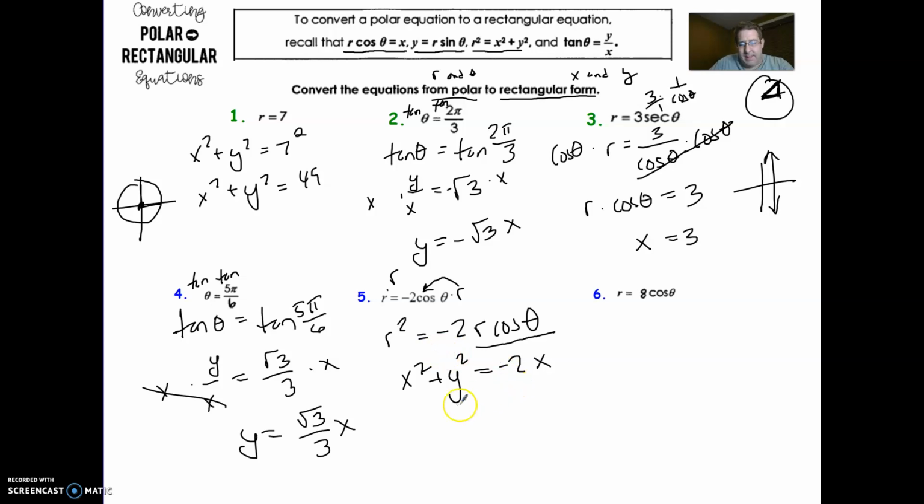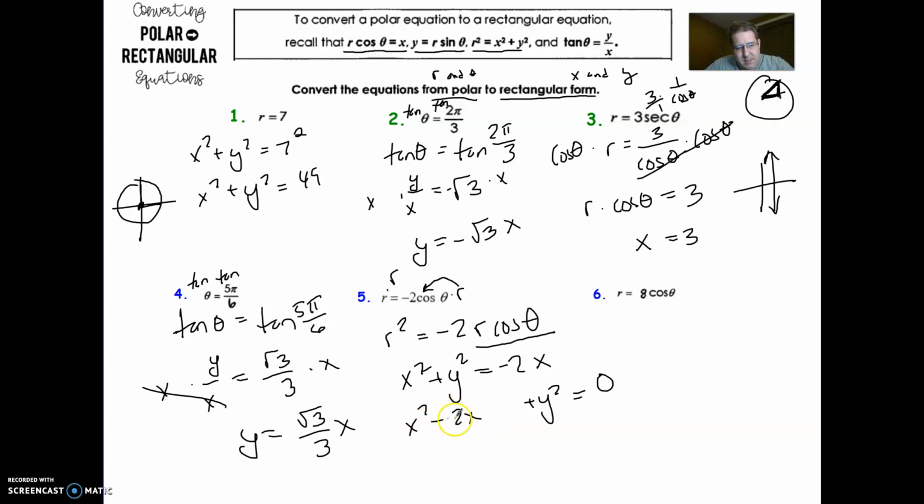Now, next thing I would do is I would set this equal to 0. So x squared minus 2x, I'm going to leave a little bit of room here, plus y squared equals 0. Now, normally this is where you would stop, but I'm going to take that extra step to kind of relate this to what you did back in geometry. I'm going to complete the square.